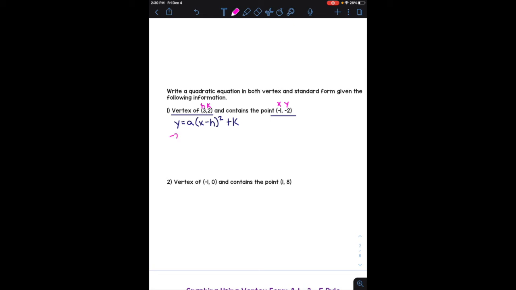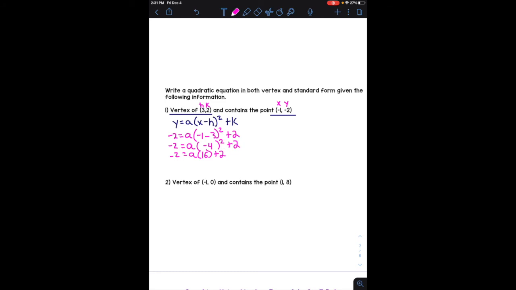The y value is -2. A is what we're looking for. It's the only thing missing in writing our vertex form. X is going to be -1 minus h is 3 squared plus k is 2. We're going to go ahead and simplify the right side using the order of operations, so we will do the parentheses first. -1 minus 3 is -4 squared plus 2. We'll then do the exponents to get a times 16 plus 2.